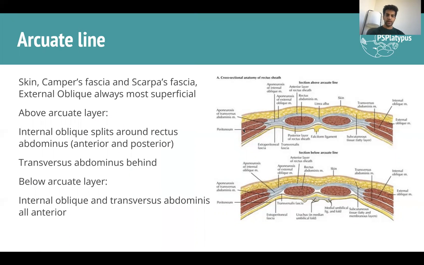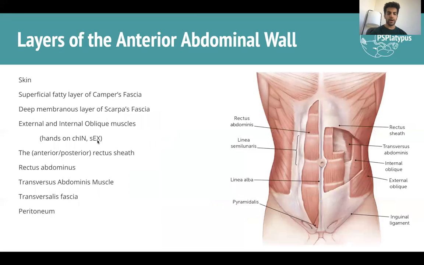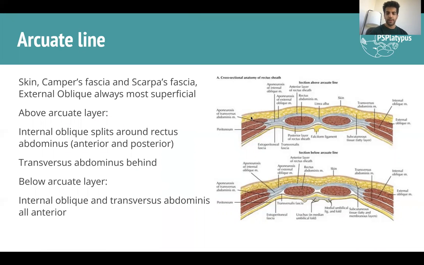Now, if we look above the arcuate line, right? So you're thinking anything above this line, what happens is if we go superficial to deep, you have your fascias, you have your external oblique, which turns into an aponeurosis and goes over your rectus abdominis. Sorry, let me give you context for this picture. This is a cross section through the anterior abdominal wall. So you have your lateral oblique muscles coming over here on the sides. As they come to the middle, they turn into this white fibrous tissue known as aponeurosis.